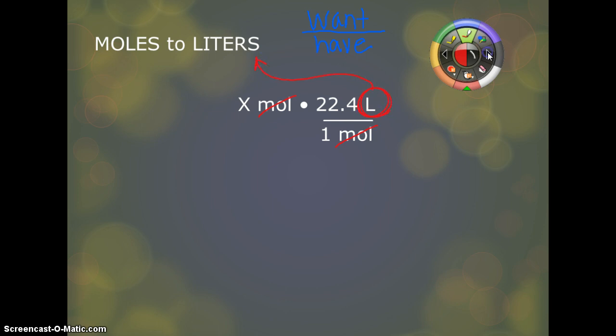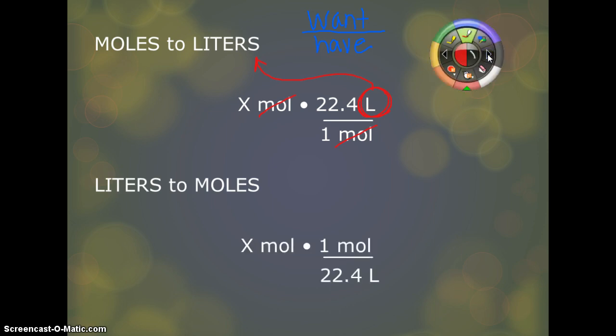Now, if you're going in the reverse and you have liters and you want moles, then your mole is going to be in the numerator. That is not typed correctly. This should say liters right here. Apologize for that. So that should be however many liters you've been given in the problem times 1 mole over 22.4 liters.